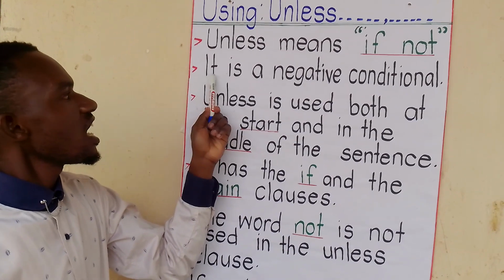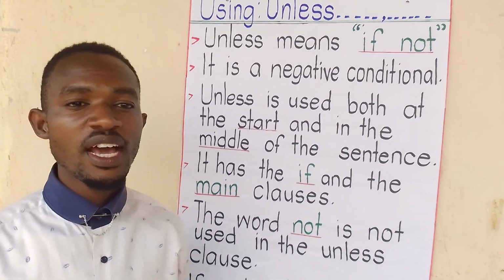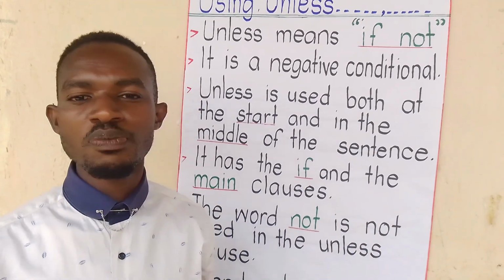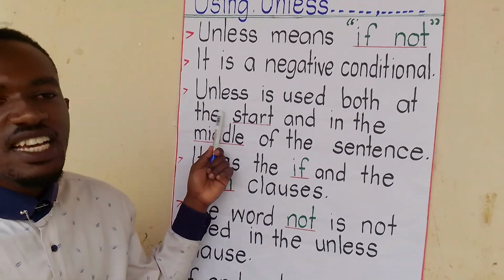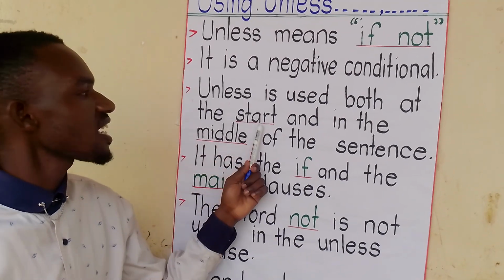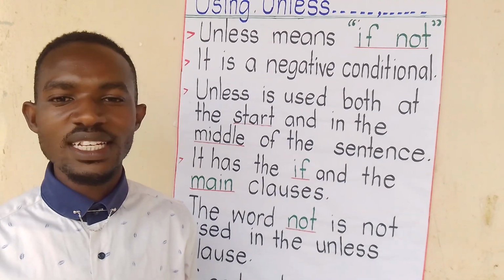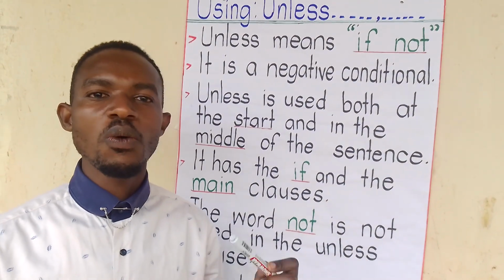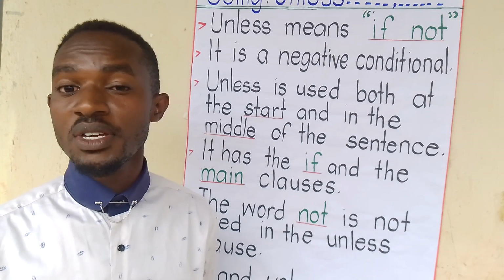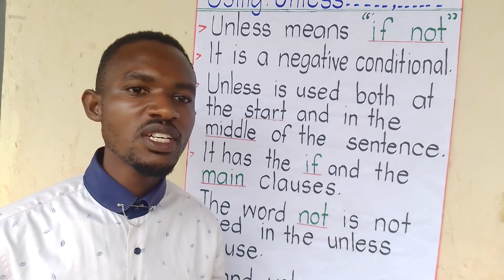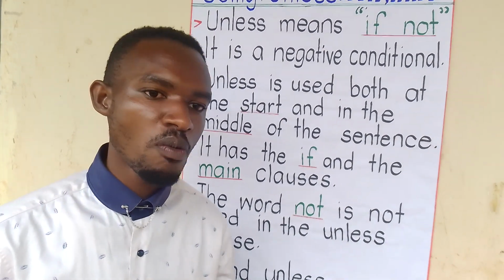Secondly, it is a negative conditional. We are going to see what conditional sentences are: sentences where we have a condition that should be fulfilled and then we expect a true result. Thirdly, unless is used both at the start and in the middle of the sentence. We can start with unless to write a sentence, and when we start with unless, we use a comma in the middle of the sentence. Or we can use unless in the middle of the sentence, and then we start with the main clause and end with the unless clause. There we do not need to use a comma.